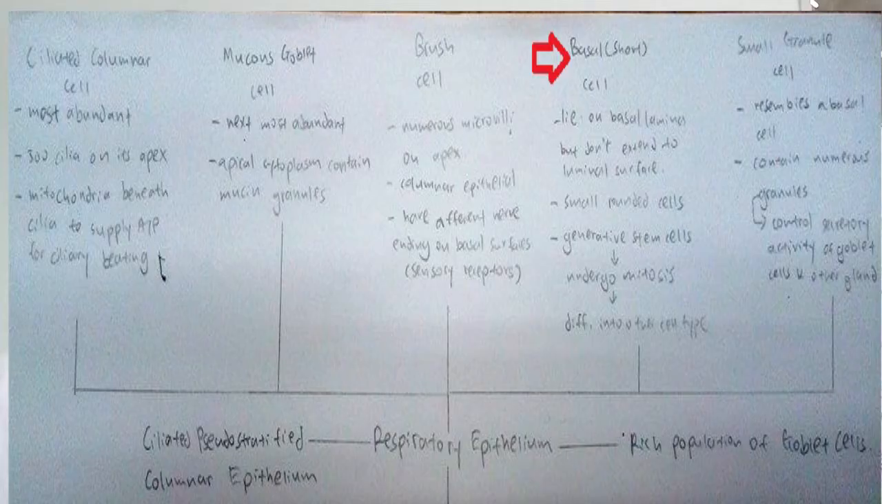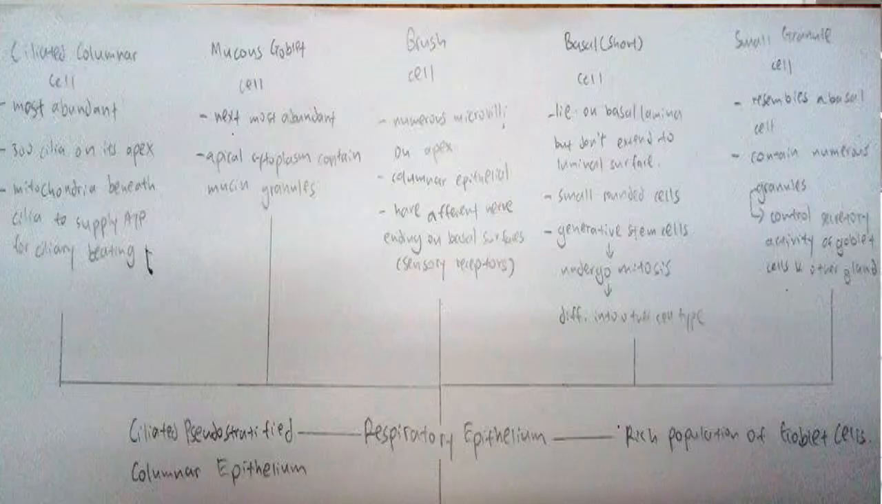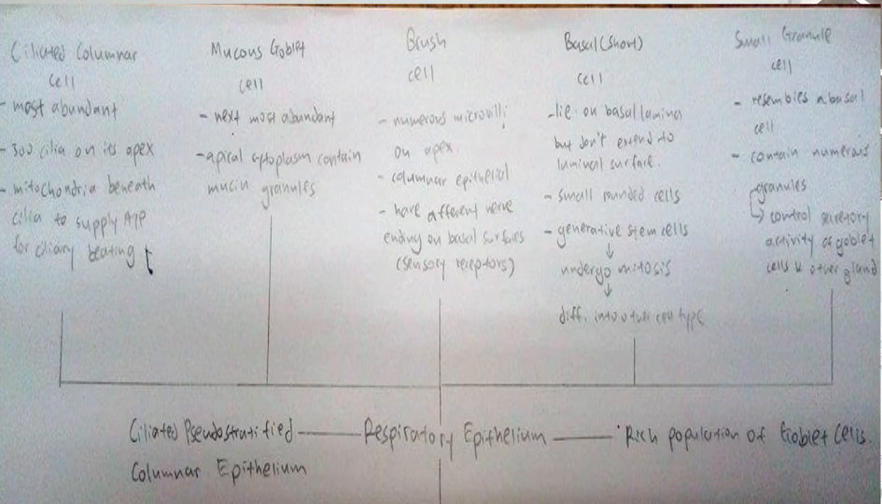Fourth is the basal or short cells. They lie on the lamina but do not extend to the luminal surface of the respiratory epithelium. They are small rounded cells, and they are generative stem cells that undergo mitosis and then differentiate into other cell types. Fifth is the small granule cell. It resembles a basal cell. It contains numerous granules, which control the secretory activity of goblet cells and secretory glands.